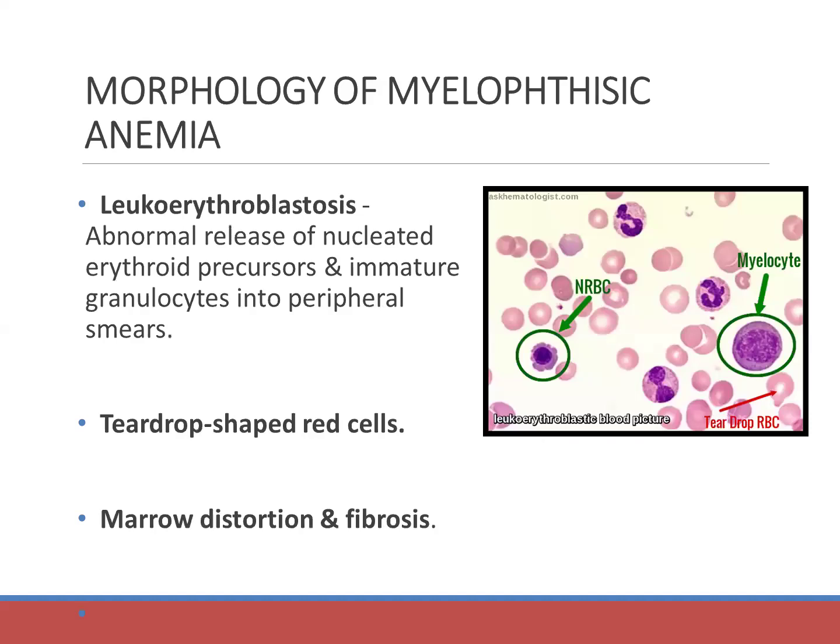Regarding the morphology of myelofibrosis, there will be leukoerythroblastosis, which means there will be abnormal release of nucleated precursors of red cells and white blood cells in the peripheral smear, as you can also see in the picture that is shown. The precursor cells of the red cell line and the white cell line will be seen in the peripheral circulation. Here, dacrocytes, or teardrop-shaped red cells, are seen. These red cells are deformed when they pass through the fibrotic marrow, and there is also distortion of bone marrow architecture and fibrosis.